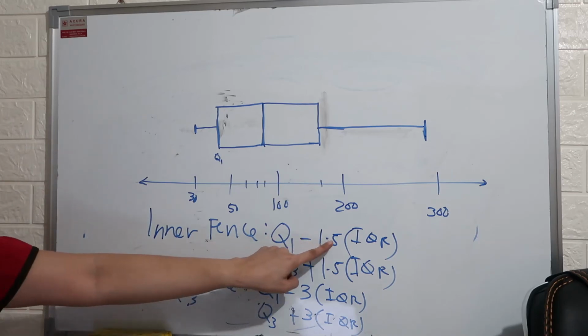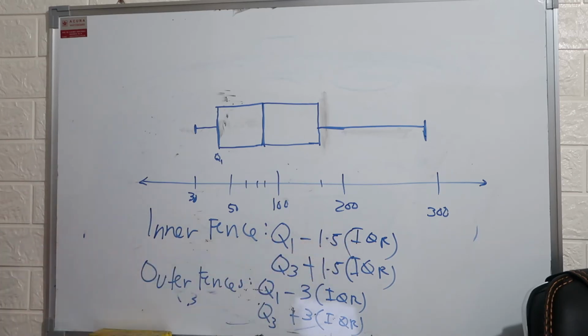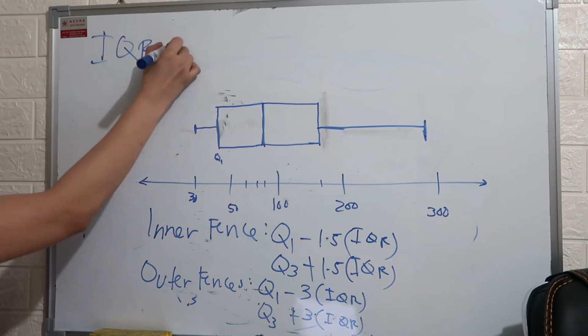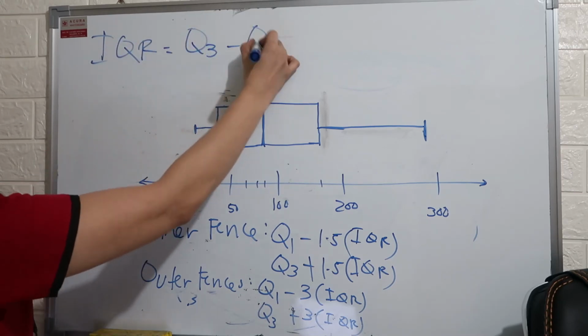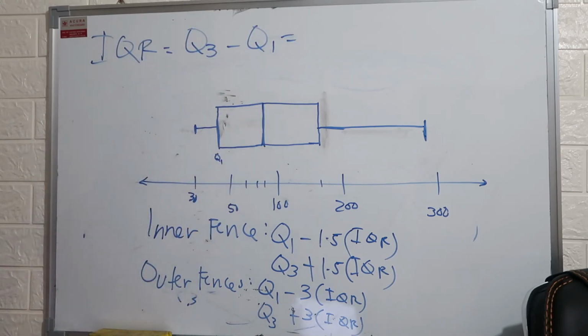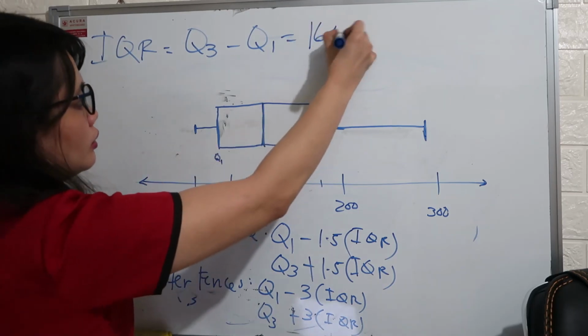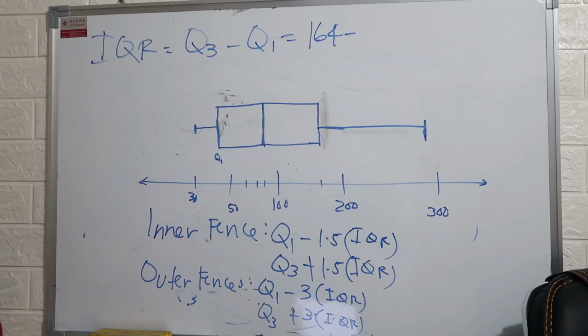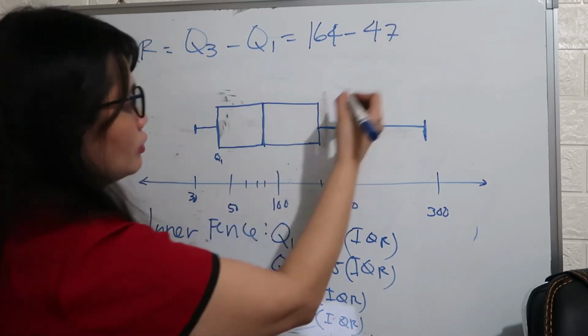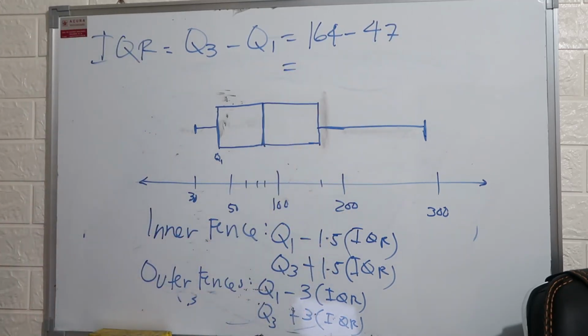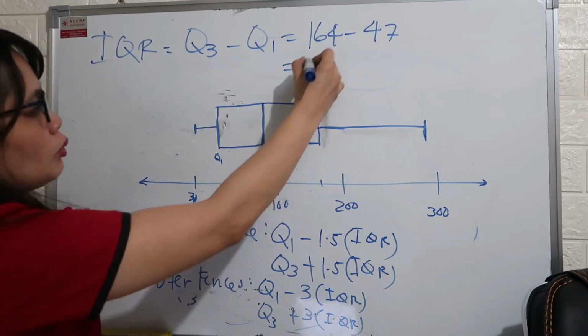Quartile 1 minus 1.5 multiplied by interquartile range. What is your interquartile range? Quartile 3 minus quartile 1. What is quartile 3? 164 minus 47. So okay, 117.